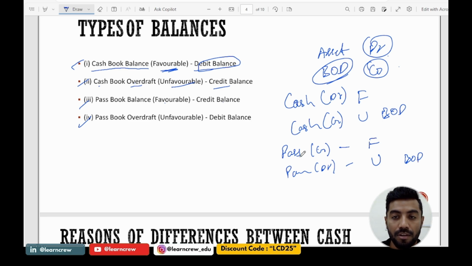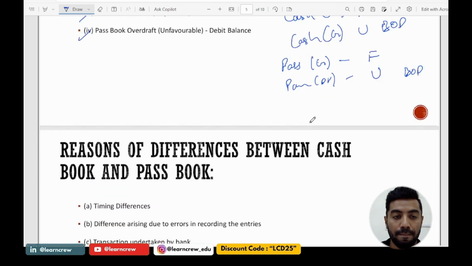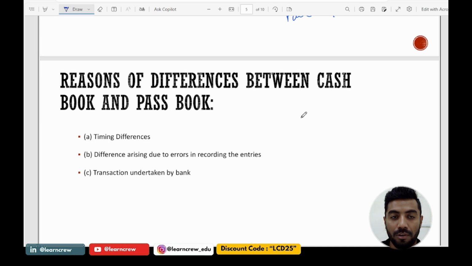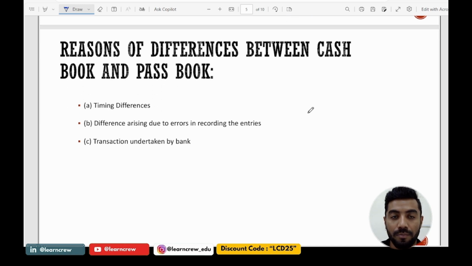Done. We'll go on to the next topic. We'll quickly go through the topics, okay? Like this is a revision video. Reasons for differences between cash book and passbook. What are the main reasons for the differences between cash book and passbook?